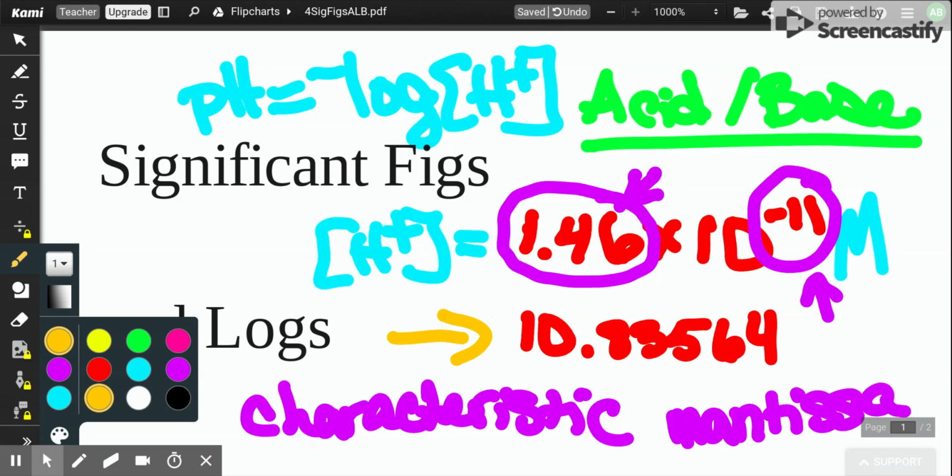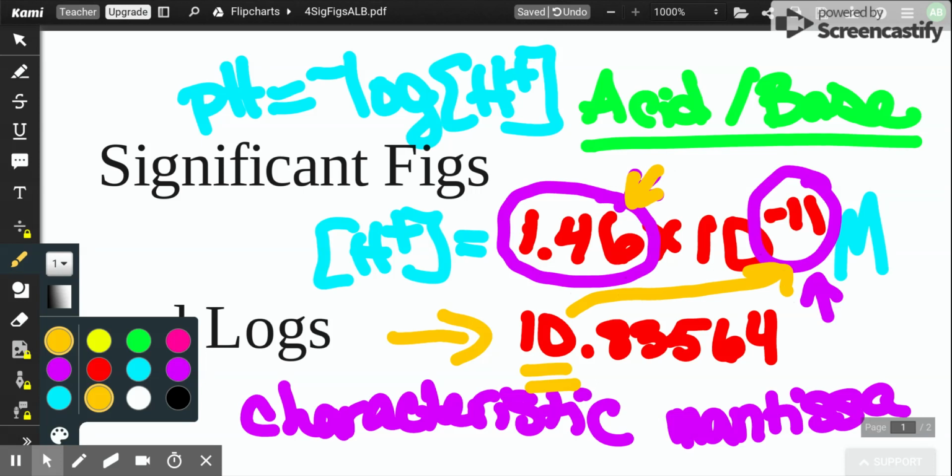I'm going to show you how to round it. The first thing I do is I know that my characteristic tells me it should be around 11. That number right there corresponds to the characteristic. So it's around 11, and now it's 10. It's a little shy of 11, but not bad, right? My mantissa tells me how much off of my 11 I am.